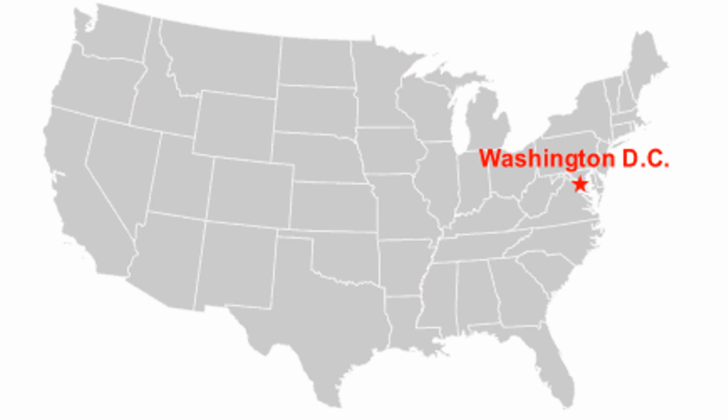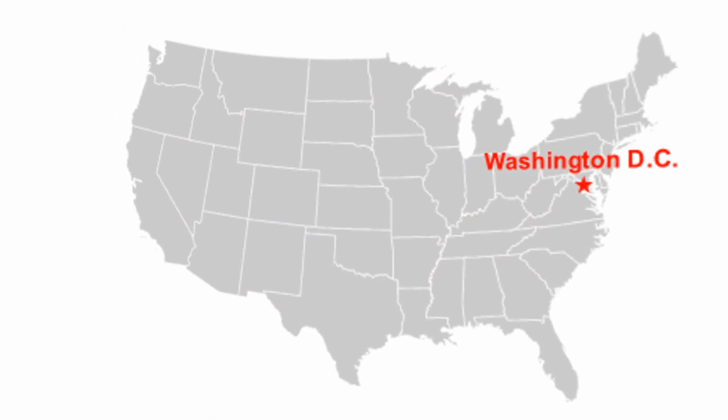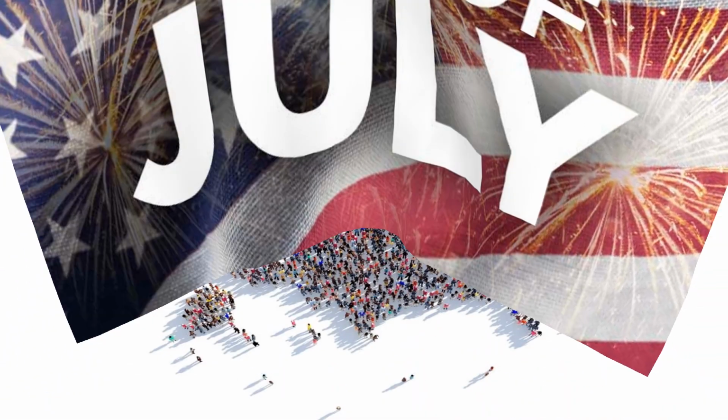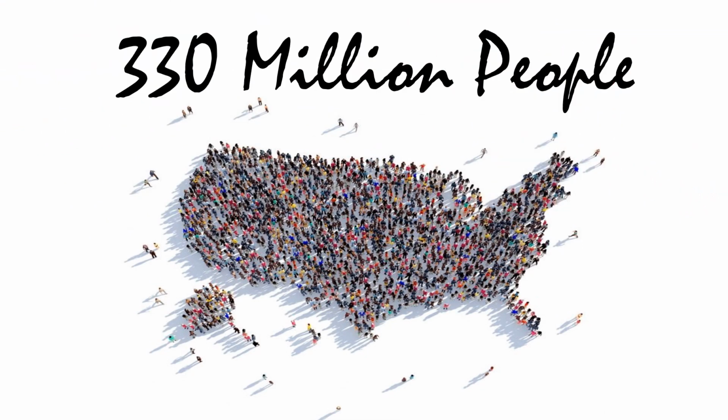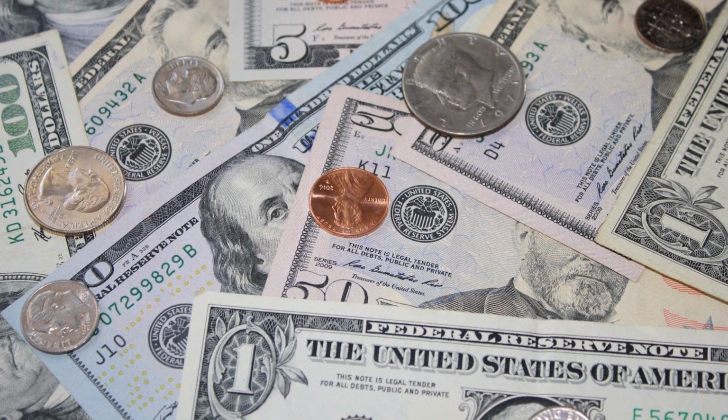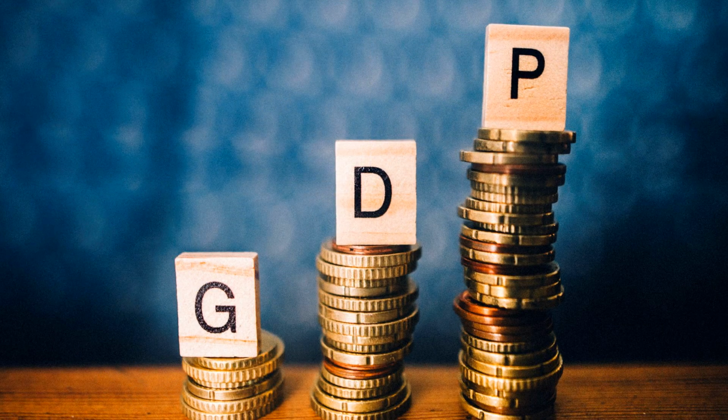Capital, Washington, D.C. Independence Day, 4th of July. Population 330 million. Third largest country with an area of 9.834 million square kilometers after Russia and Canada. Currency, United States dollar. GDP, over 20 trillion. GDP per capita, over 65,000.